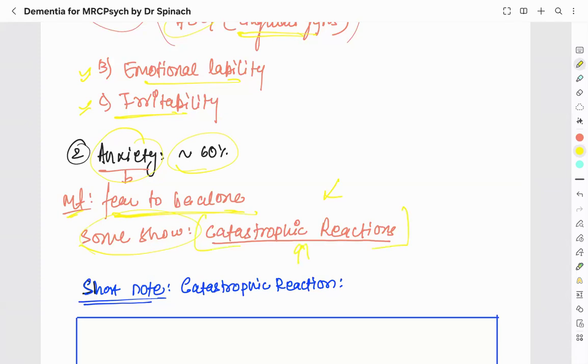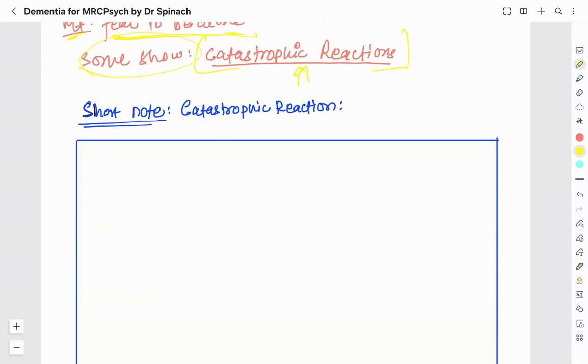Now, can you tell me what is a catastrophic reaction? Because a short note can come for catastrophic reaction. Catastrophic reaction means even for a very little thing, they might cry a lot, or for a very little situation that they don't like, they might react in an overly aggressive manner.